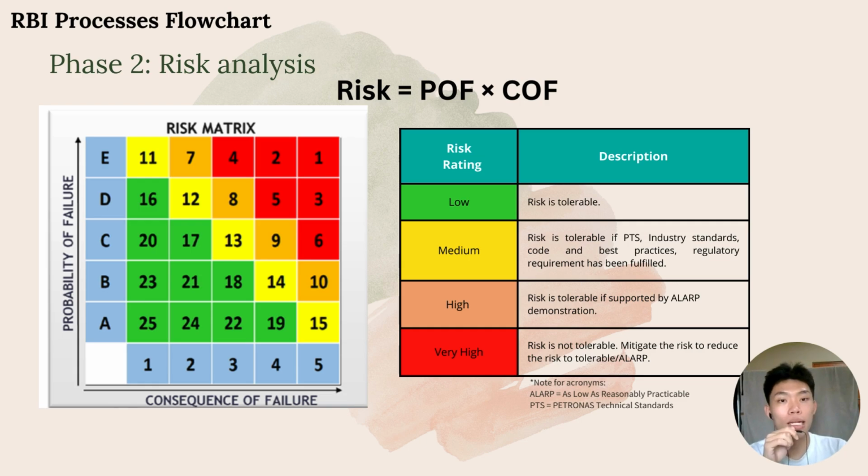The risk is typically a product of the probability of failure (POF) and the consequence of failure (COF). RBI risk analysis results are categorized into one of four risk categories in the risk matrix, from low to very high, differentiated by color. Then, a corresponding inspection plan will be assigned based on the equipment's type and risk.